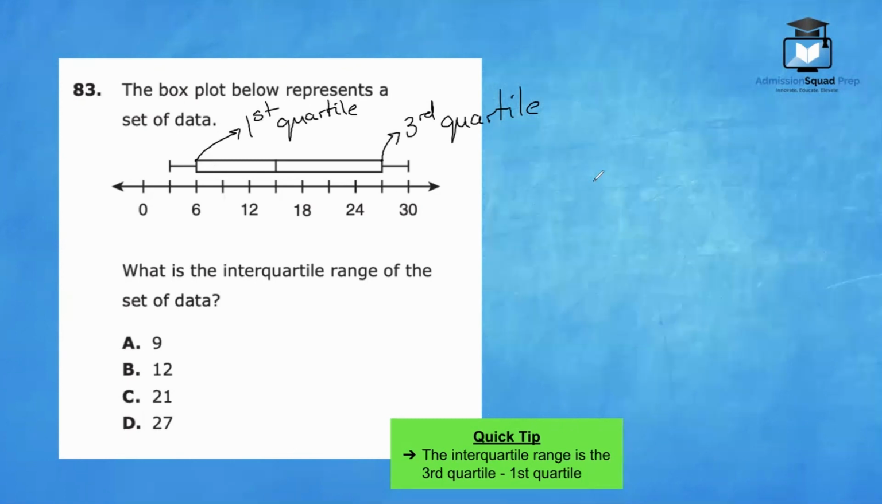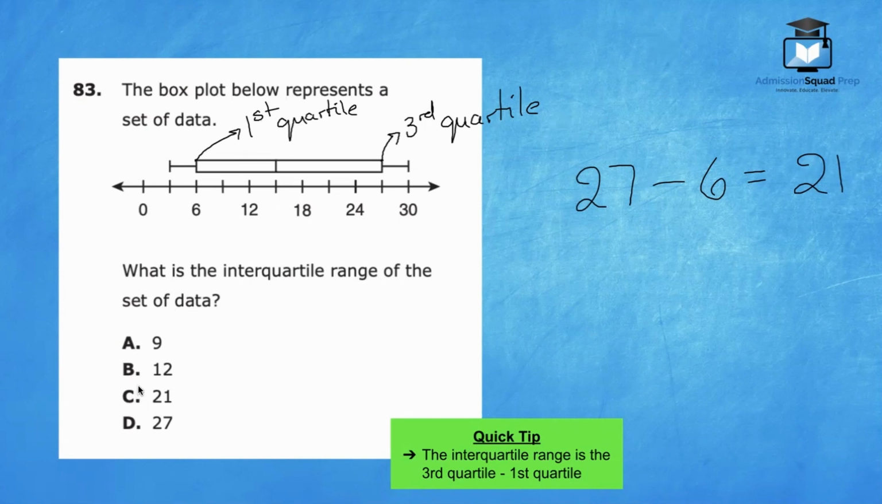So our third quartile is 27, and our first quartile is 6. So 27 minus 6 is 21. Our interquartile range is 21. So the correct answer is choice C.